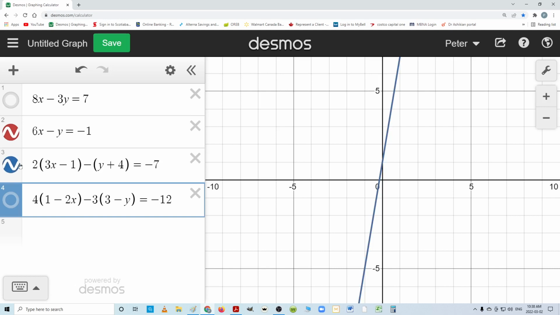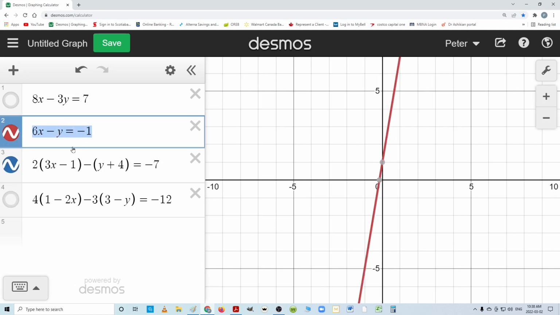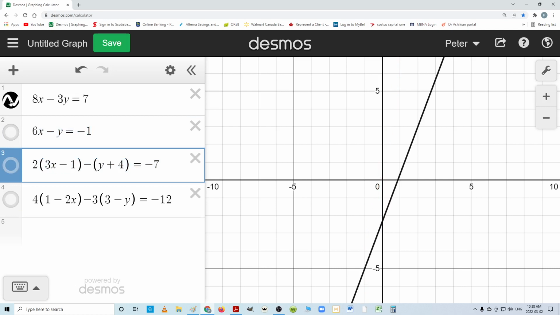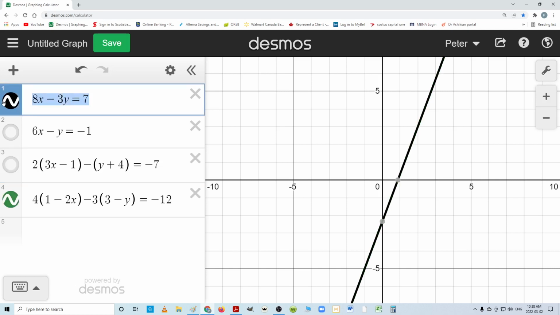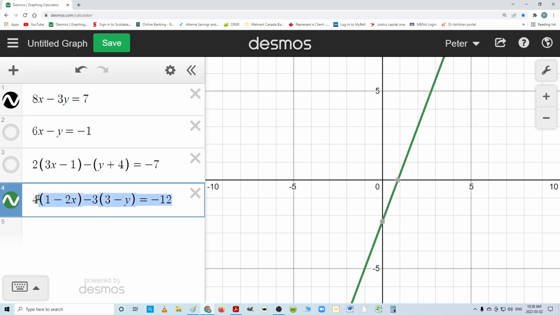They're the same line. This is the simplified version of that. I'm going to do it with the other one. Turn this on. I'm going to turn on the other one. They're the same line. That's because this is the simplified version of that.